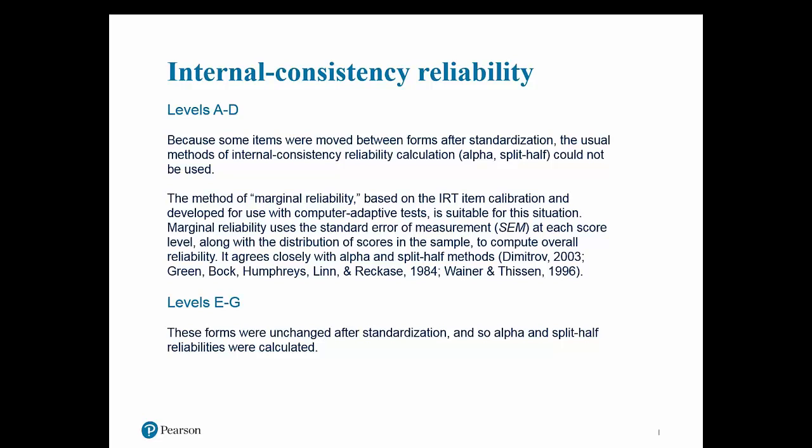So we can take this set of items on any given form for NNAT 3 and calculate the standard error of measurement for students who obtain a particular raw score on that form. And then we use that along with the variation, or the standard deviation, of ability scores in that sample to calculate the reliability. And this result agrees very closely with alpha or split half methods, and it's a widely used approach. At levels E through G, because we didn't change the content, it was possible to compute alpha or split half reliability, which we did to replicate the results from 2007.